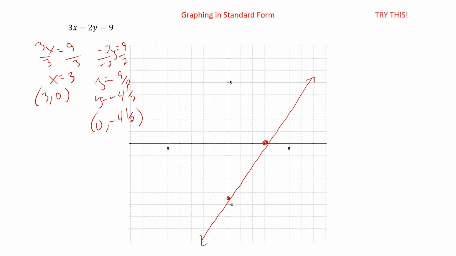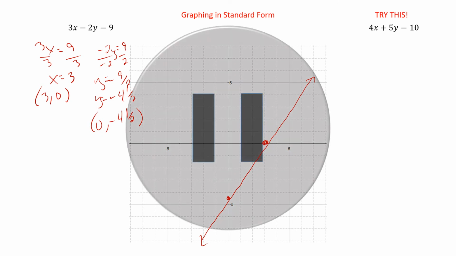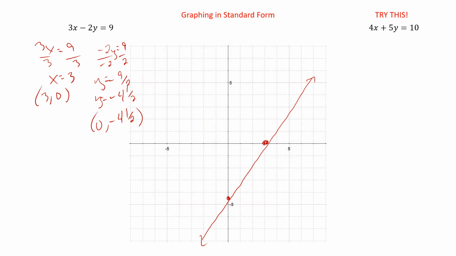So go ahead and try one. Try this one. We have 4x plus 5y equals 10. Find the intercepts, graph it. So go ahead, pause this, and then push play again when you're ready to come back. How did you do? You think you did it? All right, well, let's take a look.